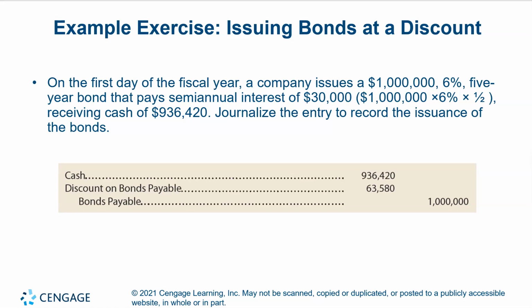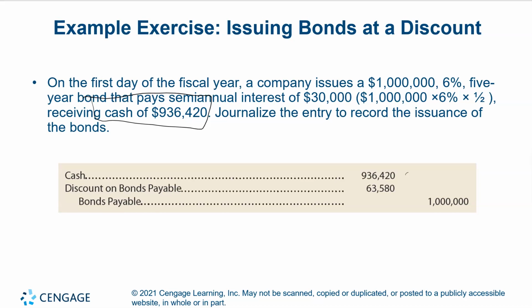All right, so when we issue this bond, it has to tell you either the quoted percent or simply how much cash we got. So let's see what this problem gives us. It says that we issued a 1,000,000 6% 5-year bond that pays semi-annual interest of $30,000, receiving cash of $936,420. All right, so it told us how much cash we got. That's our proceeds. That's the discounted amount. So debit cash for that amount.